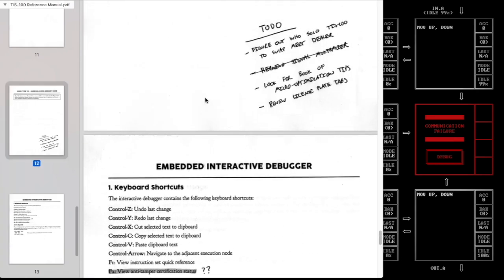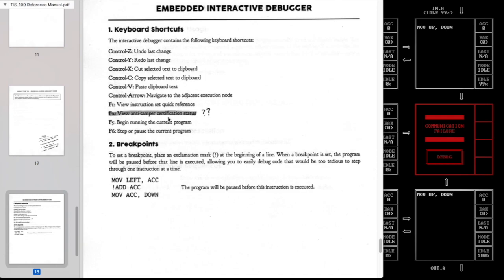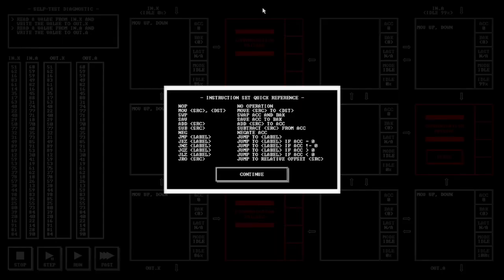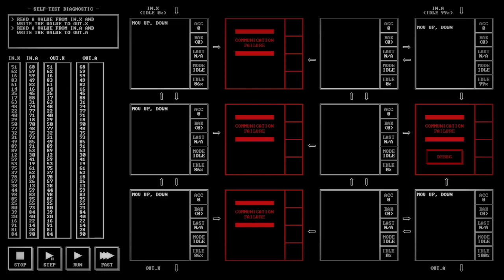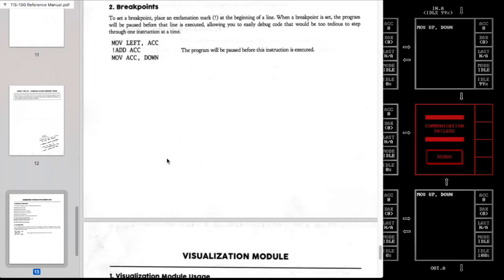Interactive debugger. Is this like a hint for something? Undo last change. Control Z, Control Y, redo. View anti-tamper certification status. Okay, so F1. Here we go. Cool. So that's the one that I wanted to see. Breakpoints. Okay, cool.